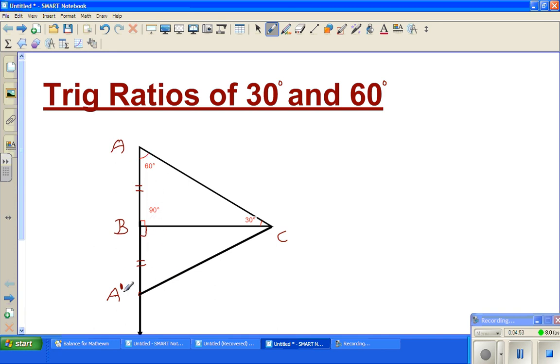Now, I told you that A dash or A prime is the reflection of A. So if this is 60 degree, how much is this angle? This is 60 degree. If this is 90 and this is 60, how much would this angle be? This angle would be 30 degree. Does it make sense? So this is again a 30, 60, 90 triangle.